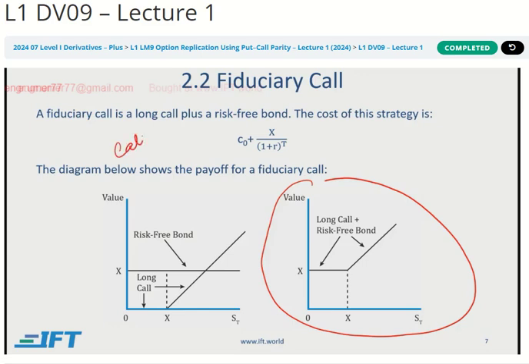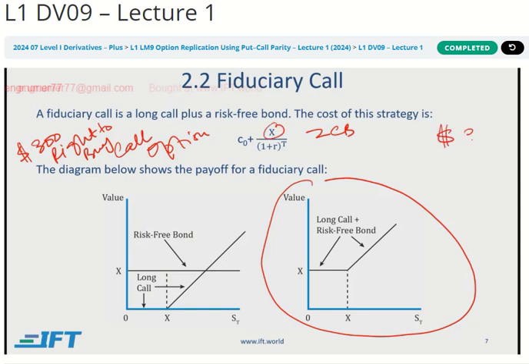So a fiduciary call is a call option. Let's say we have a call option with an exercise price of 300, which gives us the right to buy Apple shares at 300, right? And we've got this zero coupon bond with the face value of X. And this X is going to be the same as the exercise price.